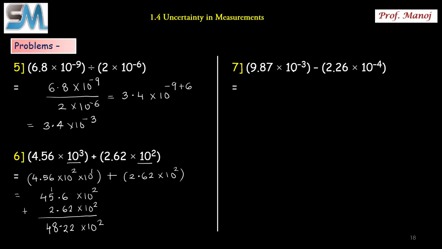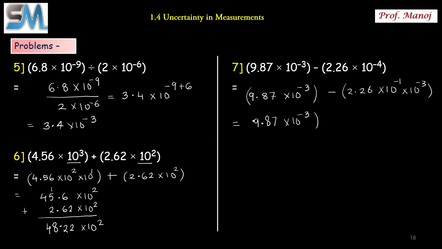Once again, you have 10 raised to minus 3 and 10 raised to minus 4. So let us say this is 9.87, 10 raised to minus 3 as it is. This I am making 2.26, 10 raised to minus 1 and 10 raised to minus 3, splitting the indices. So this is 9.87, 10 raised to minus 3 minus this multiplication becomes 0.226, 10 raised to minus 3.